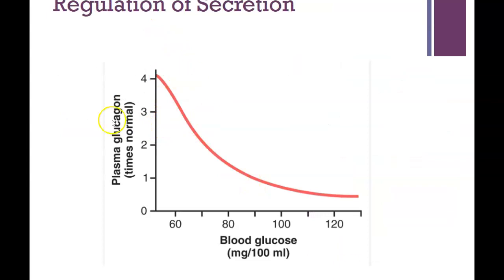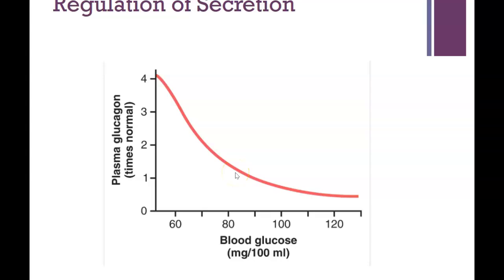A graph that was similar to the one we looked at earlier with insulin. Here is plasma glucagon on the Y, so glucagon levels. As glucagon goes down, we see that blood glucose also goes down. So when glucagon levels are high, blood glucose is high. Its job is to raise blood glucose. When blood glucagon is low, blood glucose is low because it's not being secreted. So therefore, we don't have a ton of glucose in the blood.